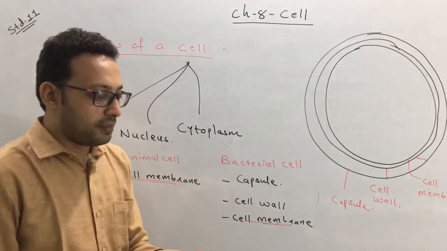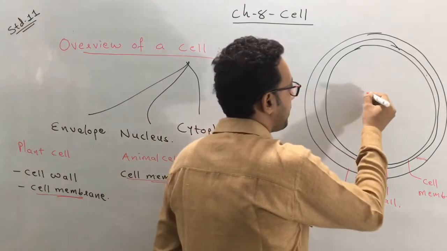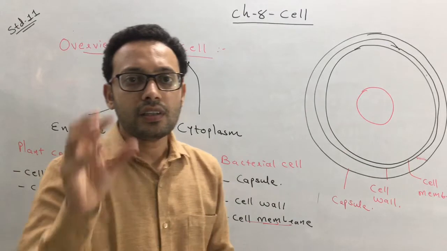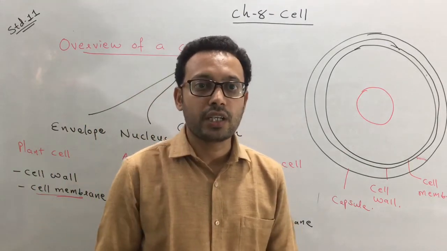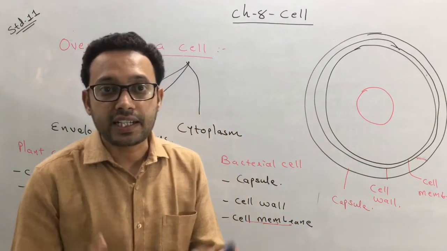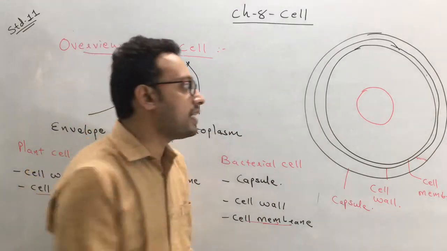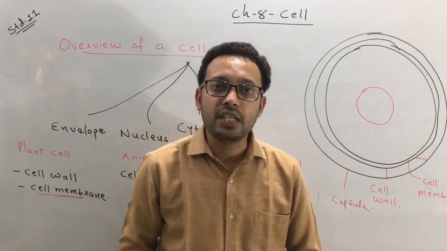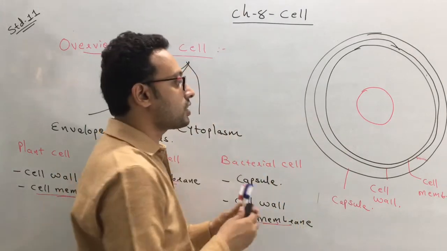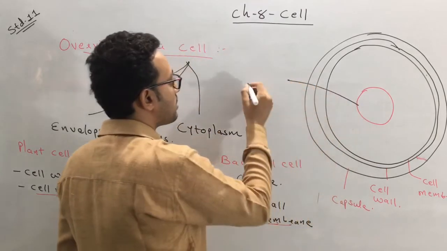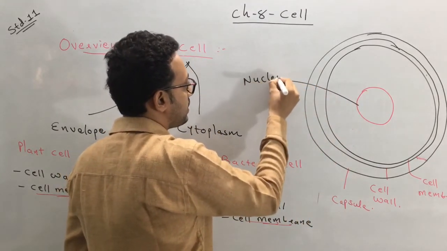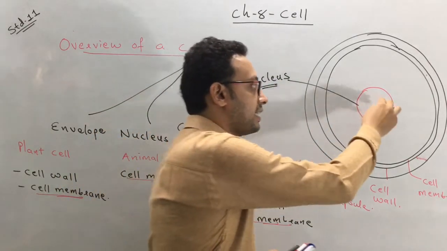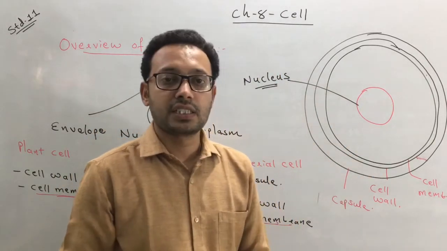Apart from that, the middle of a cell contains a dark stained portion, which can be stained. It is a dense portion, usually spherical in shape, generally found in the center of a cell. This is called the nucleus. So the nucleus is present in the center of a cell.